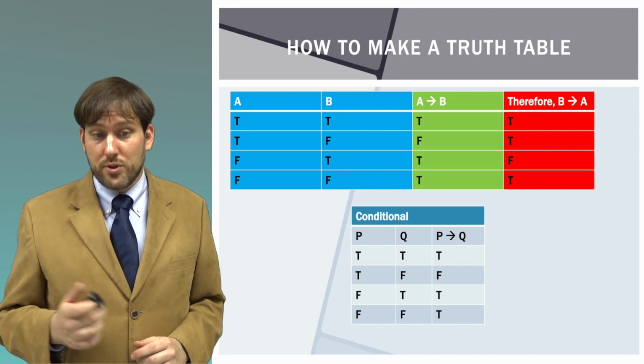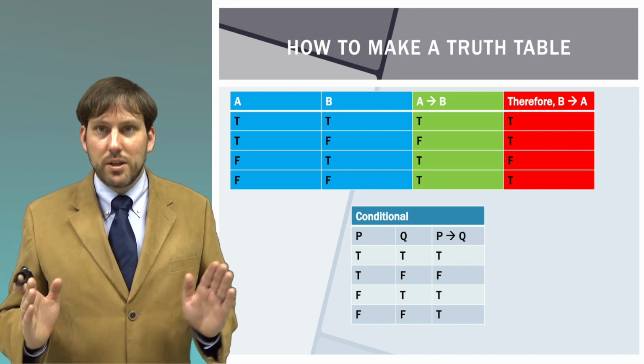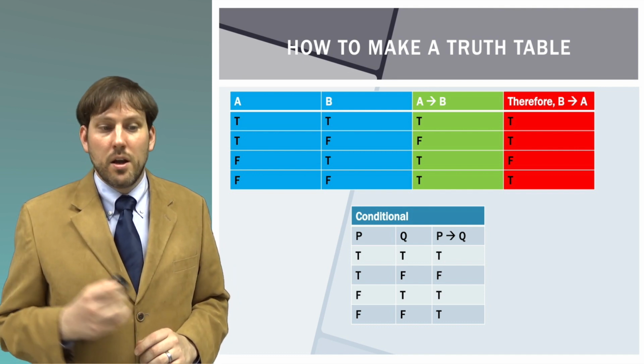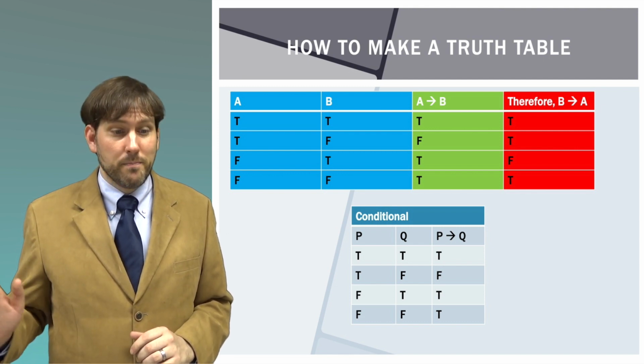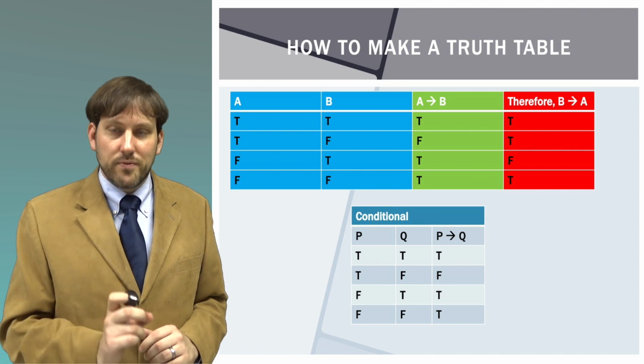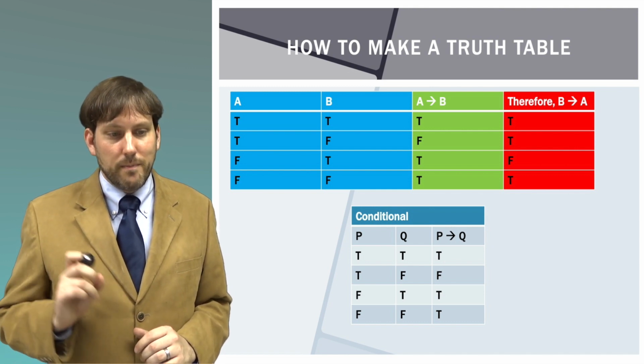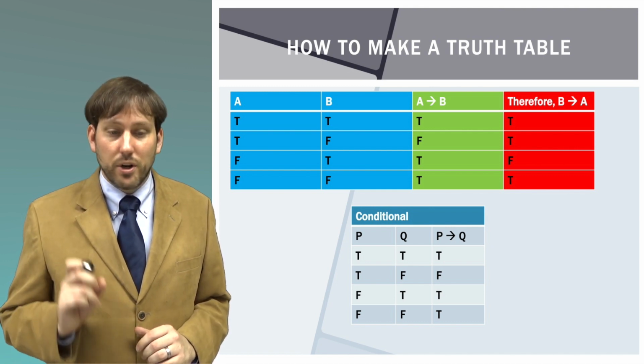Now let's go to the conclusion. Now it's backwards, so we need to read them with B being the one on the left. So when B is true and A is true, it's true. When B is false, it's going to be true. When B is true and A is false, it's false. And when B is false and A is false, it's going to be true.